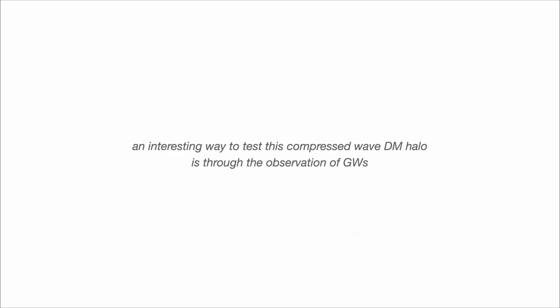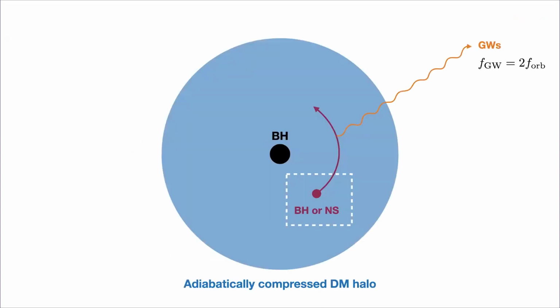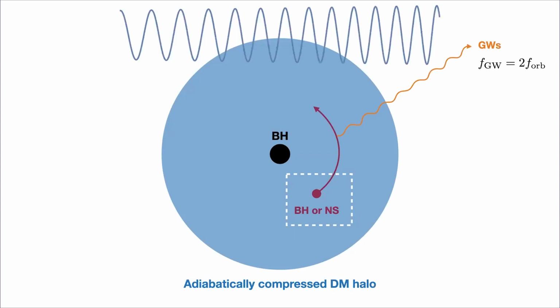So one of the ways to test this compressed wave dark matter halo is through the observation of gravitational waves. What's going to happen in this adiabatically compressed halo is that whenever there's a compact object orbiting around the central black hole, it will lose energy by emitting gravitational waves. Their orbital radius will shrink, and as their orbital radius shrinks, the frequency of the gravitational wave will increase. So this is the basic picture.